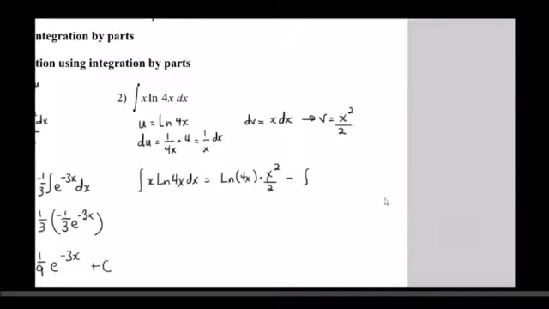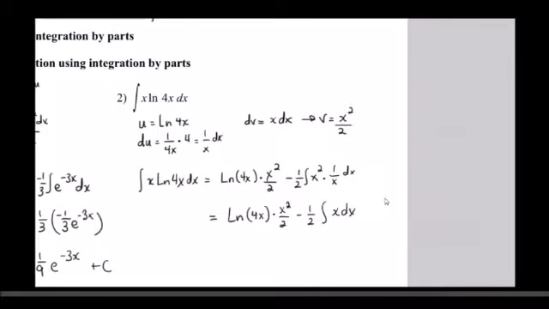Now v, x squared over 2 can be thought of as 1/2 x squared, which is a coefficient of 1/2. So I'm going to put the coefficient there, and then have the x squared in there. So there's v times du. Remember, du is 1 over x dx. And then this x squared times 1 over x is the same as x squared over x, which is just x. So this is natural log of 4x times x squared over 2 minus 1/2 times the integral of x.